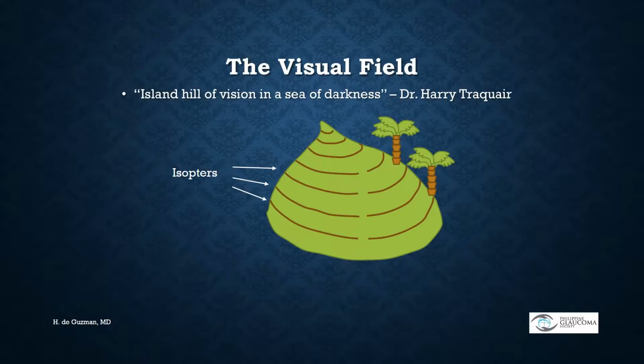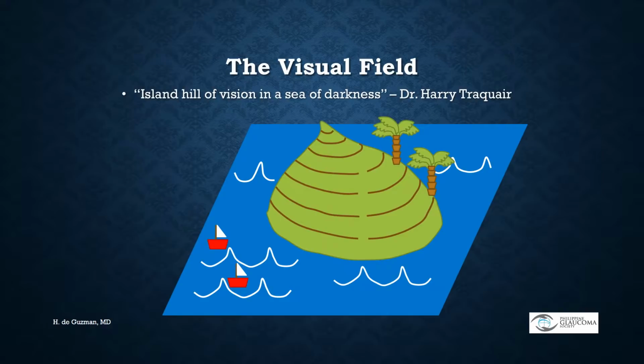Again, in geography, they use contour lines to indicate areas of similar elevation, and in perimetry, we use isopters to indicate areas of similar sensitivity. So here's our sea. And in geography, we would orient ourselves using the directions north, east, south, and west. But in perimetry, we use superior, temporal, inferior, and nasal.